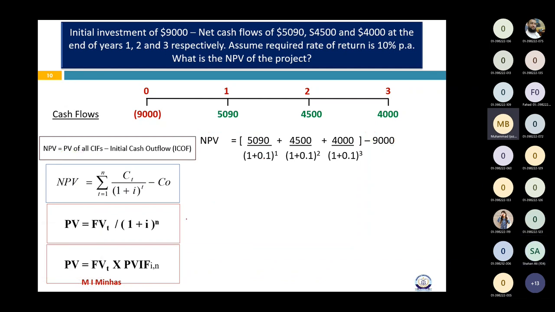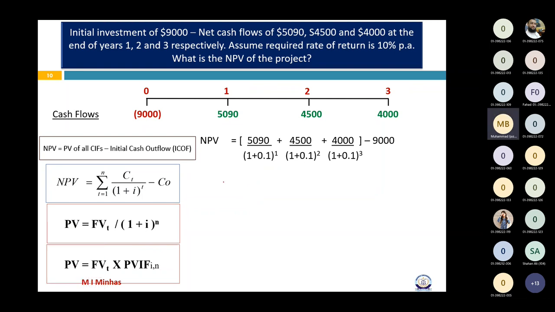Okay, right. Now, you must have observed one thing, those who have calculated it themselves. Every time you have to compute 1.1 raised to the power 1, then raised to the power 2, and then divide it, right? So this is a time-taking process.